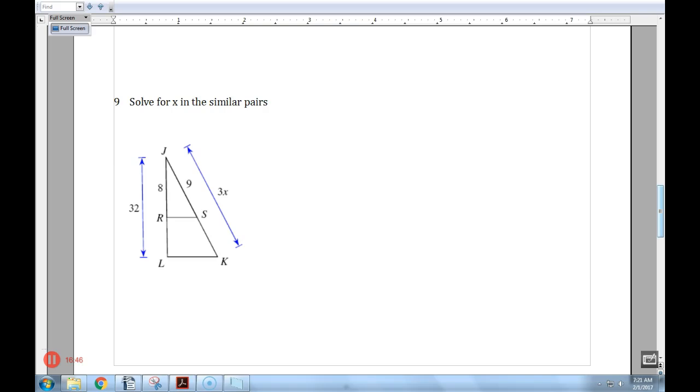So my missing term here is the 3x. I got to figure out what x is. So I see that the small triangle right here is going to match up with this larger triangle, which is out here. And the dimensions for the larger triangle are 32 by 3x. So let's kind of match these up a little bit. I'm going to go little to big. 8 on the small triangle should match up with 32 on the large. And 9 on the small triangle should match up with 3x.